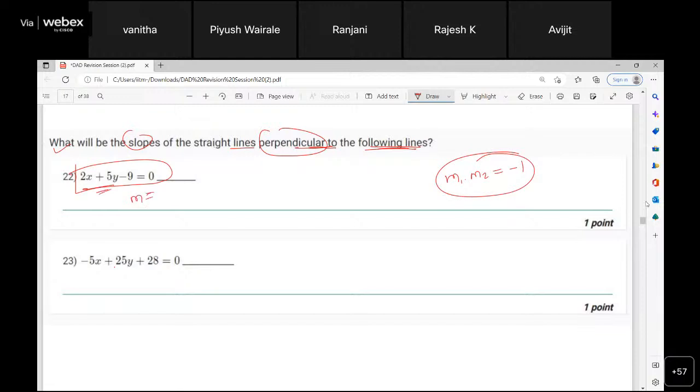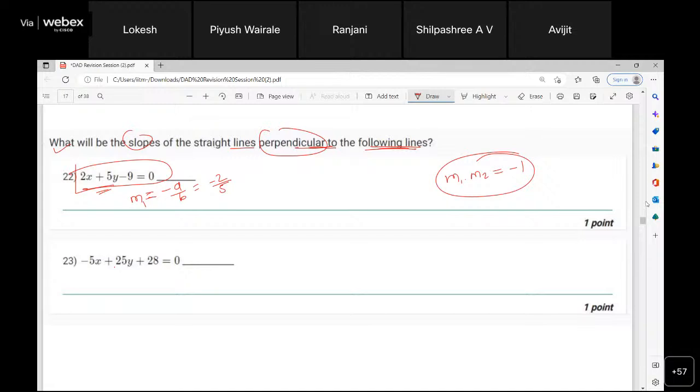Yes, anyone? We have discussed it earlier, the formula. Minus 5 by 2. Minus 2 by 5. Minus a by b, that is minus 2 by 5, right? If this is minus, my m is 5 by 2. How?